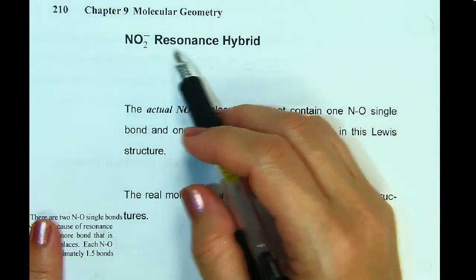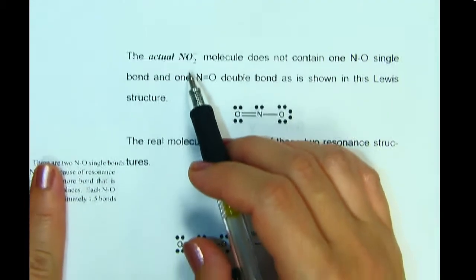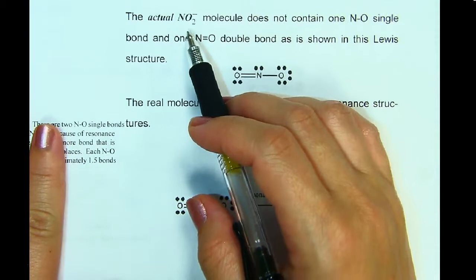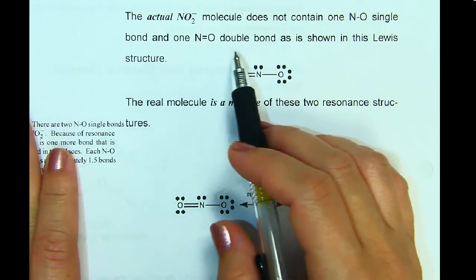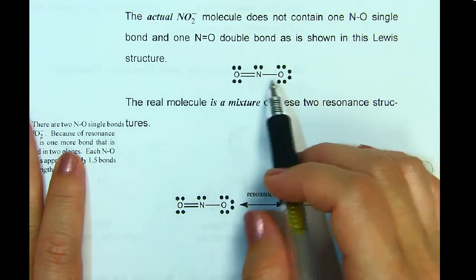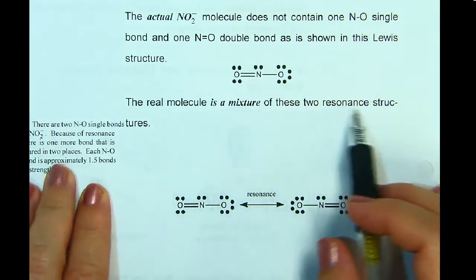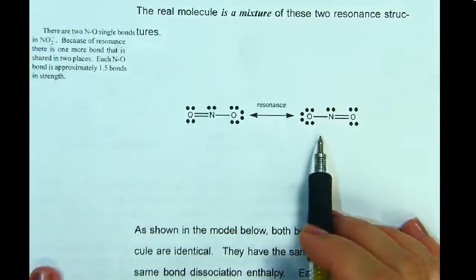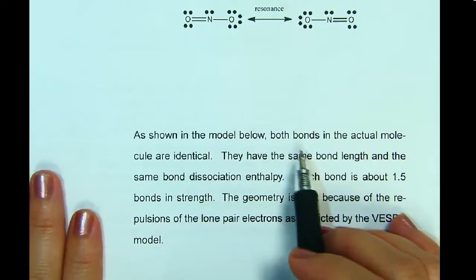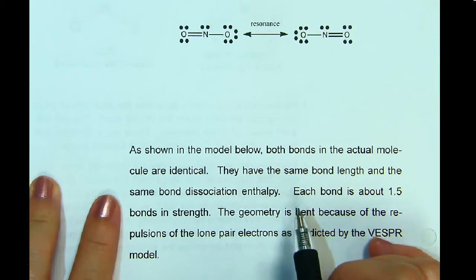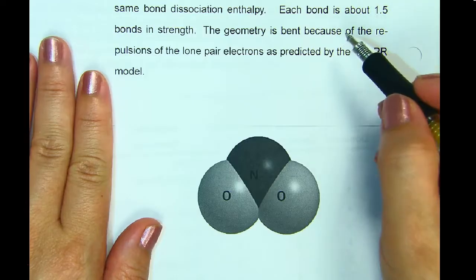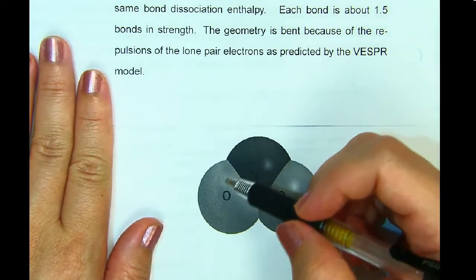So NO2 negative has a resonance hybrid. The actual NO2 negative molecule does not contain one N-O single bond and one N double bonded to O, as shown in this Lewis structure here. The real molecule is a mixture of these two resonance structures. As shown in the model below, both bonds in the actual molecule are identical. They have the same bond length and the same bond dissociation enthalpy. Each bond is about 1.5 bonds in strength.